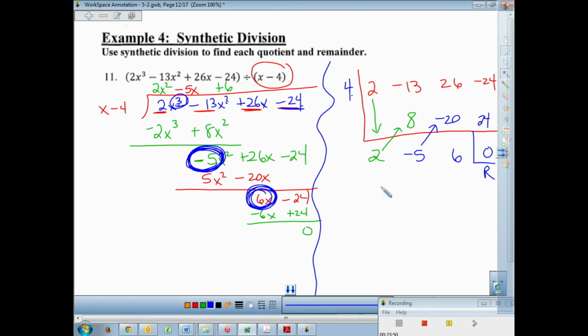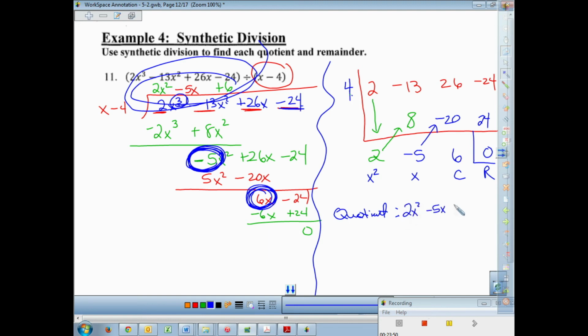Now it's time to reassign our variables, right? This is really the x squared term. This is the x to the first power term. This is the constant term. And there's your remainder right there. And if you look at it, isn't that what this quotient turned out to be in the first place? So answer, quotient was what? What's our quotient? 2x squared minus 5x plus 6. Remainder was how much? 0.